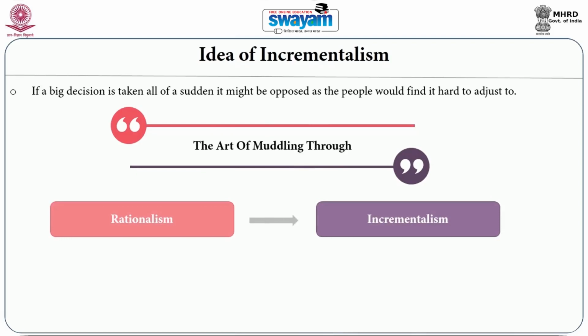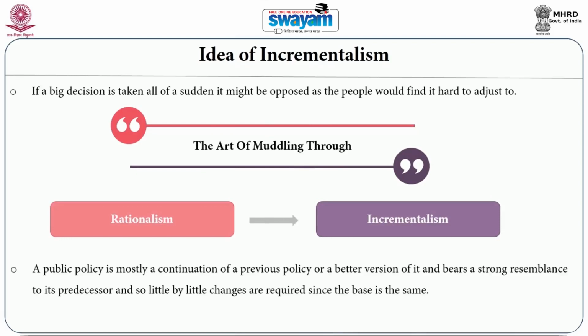best way, since a public policy is mostly a continuation of previous policy or a better version of it and bears a strong resemblance to its predecessor, and so little by little changes are required since the base more or less is the same. I was referring to two public policies here. One is elimination of poverty. Two is attracting children back to the school. In these two, policymakers tried to put in place such decisions which will incrementally improve the implementation process.